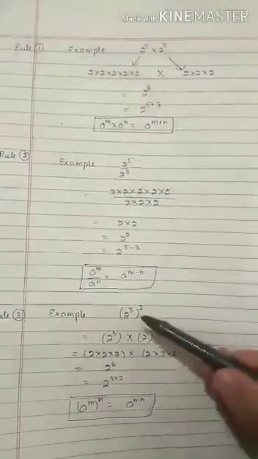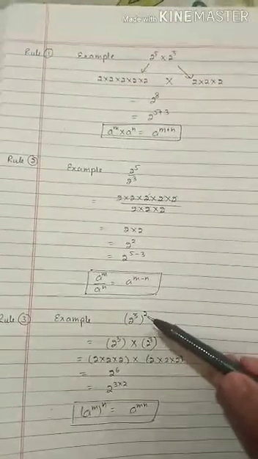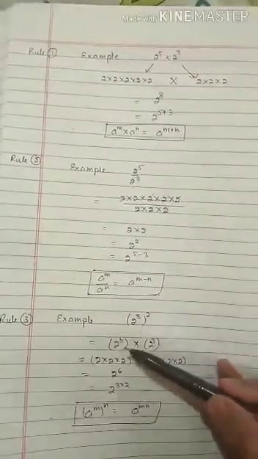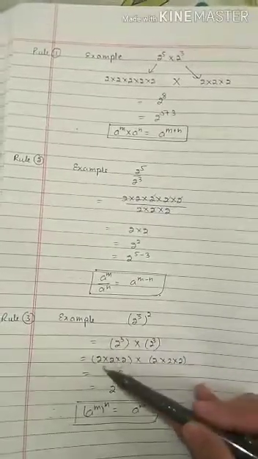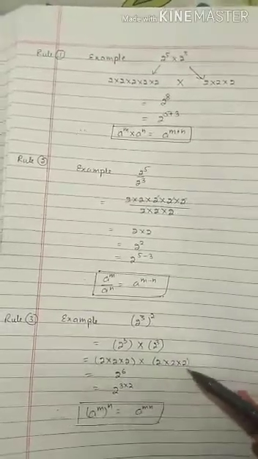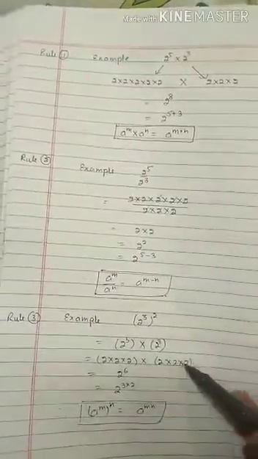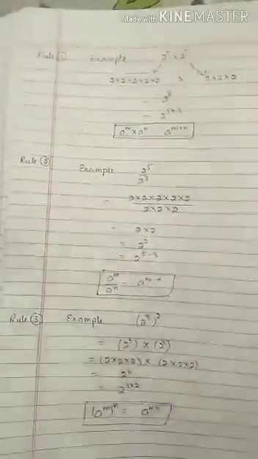Now third rule, 2 to the power 3 whole to the power 2. So first this bracket we have to multiply 2 times. This first bracket 2 to the power 3 means 3 times 2. Second bracket 2 to the power 3 means 3 times 2. So together it will become 6 times, which is equal to 3 into 2.